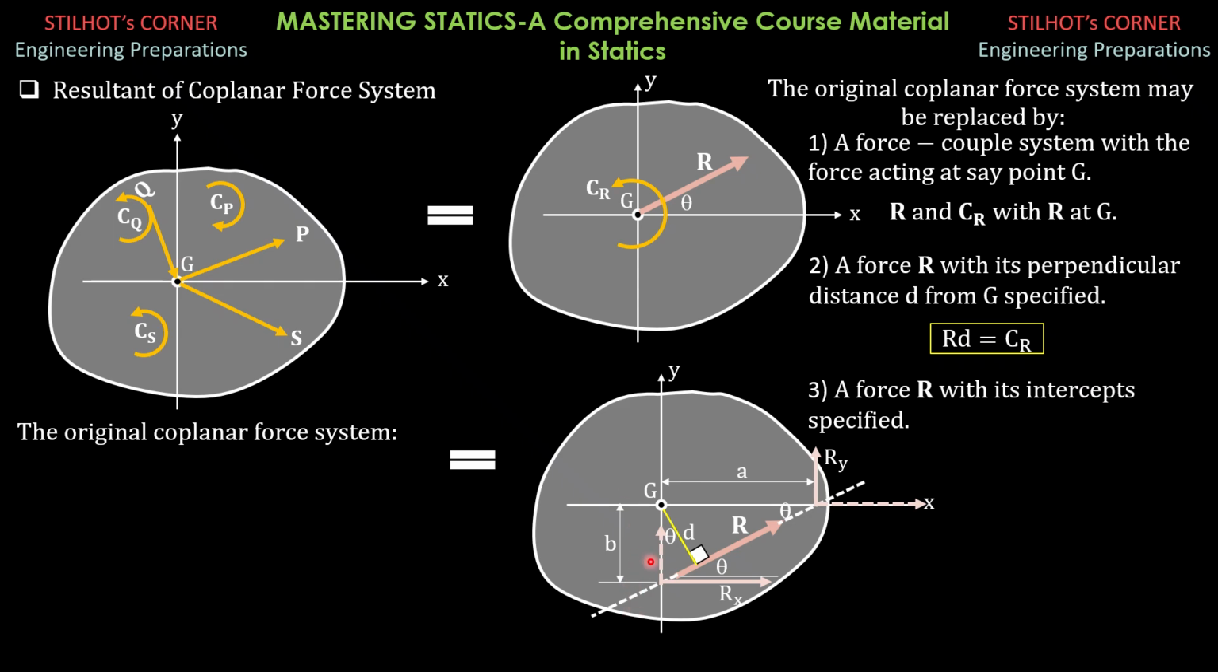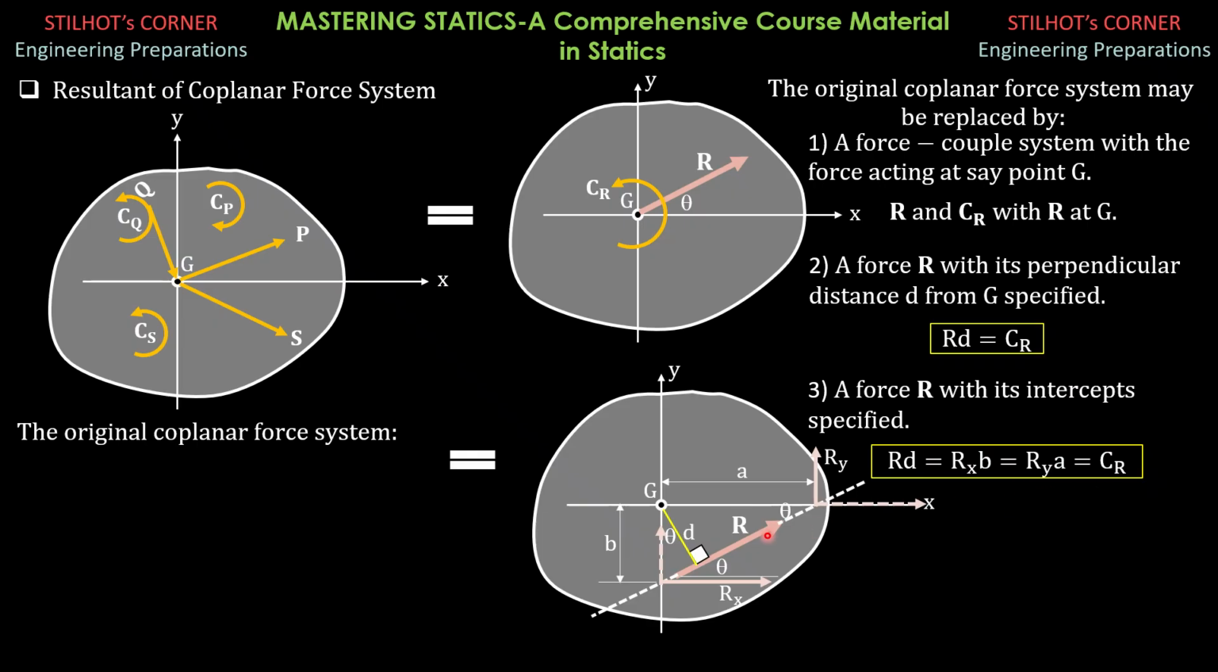So from the figure, R times D is also equal to Rx times B, Ry times A, and it is equal to C sub R. So Rd equals Rxb, Rya equals C sub R.